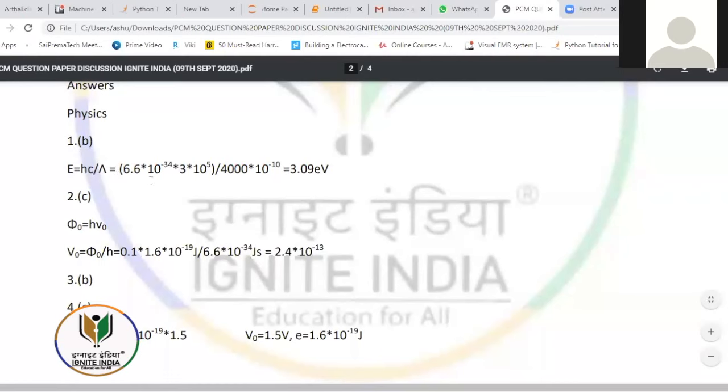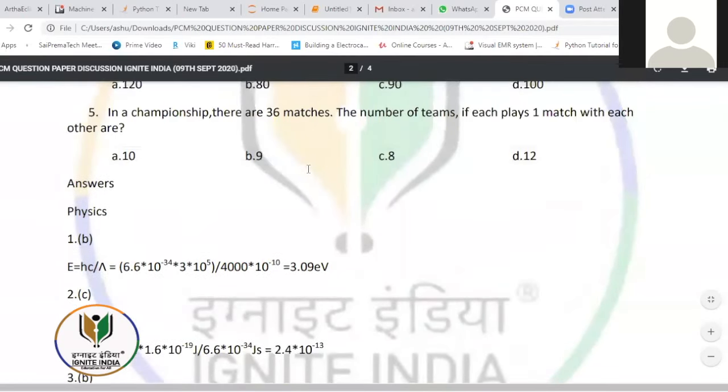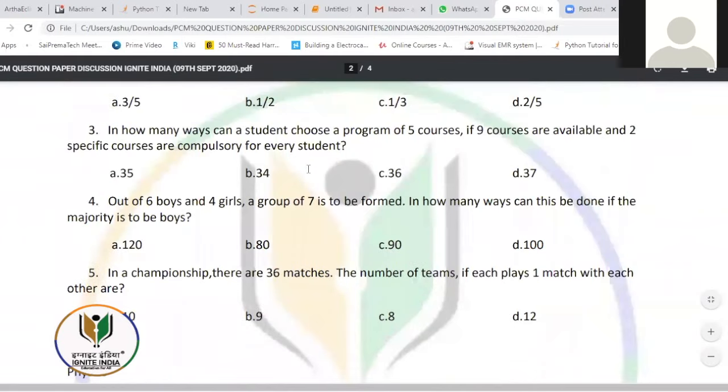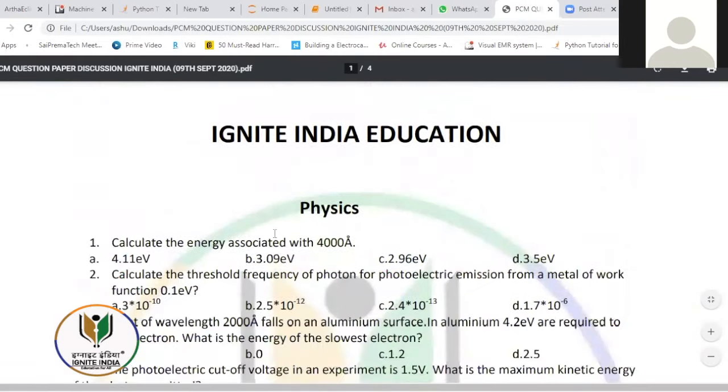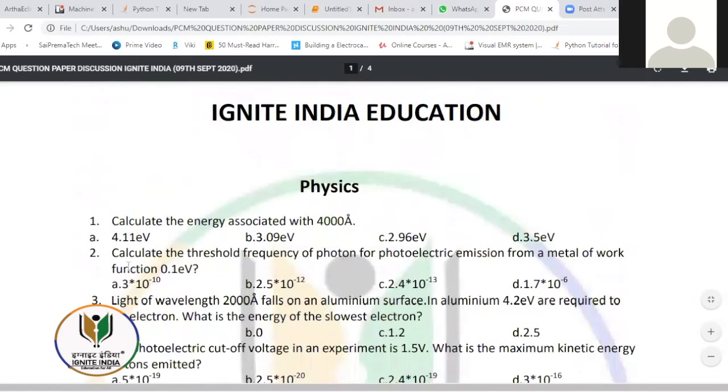Okay, Planck's constant is what? 6.6 into 10 raised to minus 34, and c is 3 into 10 raised to 8, divided by 4000 into 10 raised to minus 10, since it is in angstrom. Okay, the answer we'll get is 3.09, which is in terms of electron volt. Energy is in terms of electron volt. So the answer is 3.09, which is option B.